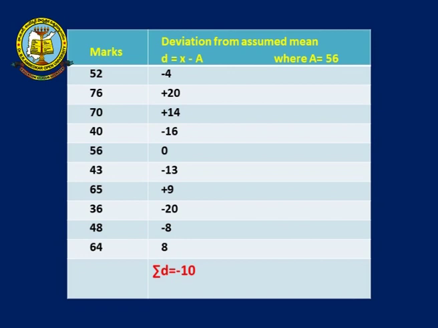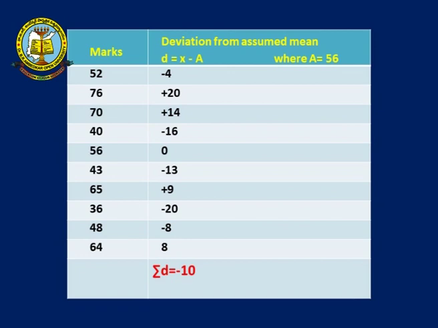Now, 52 minus 56 is minus 4, 76 minus 56 is 20, and 70 minus 56 is 14, like this. 40 minus 56 is minus 16, 56 minus 56 is 0, 43 minus 56 is minus 13, 65 minus 56 is plus 9, 36 minus 56 is minus 20, 48 minus 56 is minus 8, 64 minus 56 is 8.